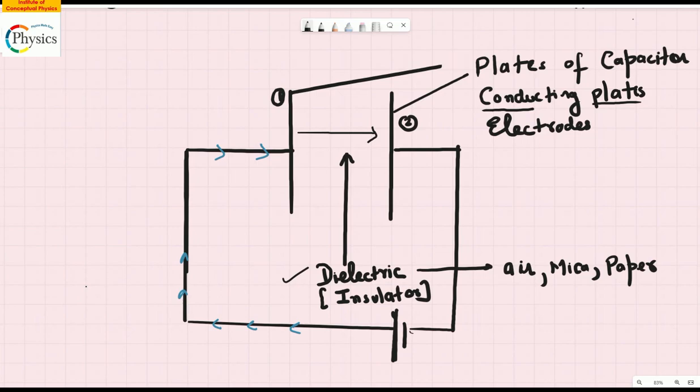The charges are willing to go, right? Because battery is sending the charge. This is a conducting plate. The conducting plate gets the charge and then wants to send the charge to the other plate. The problem is the dielectric, which is insulator. So what happens? The charges get trapped on the plate 1, on the plates.